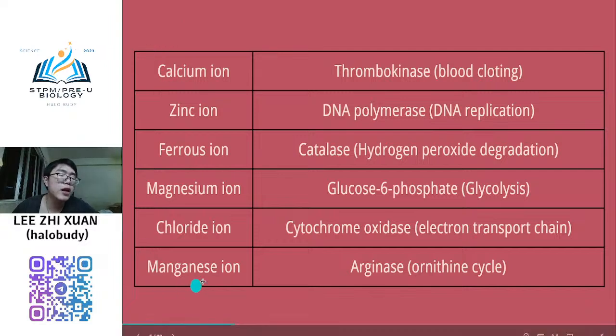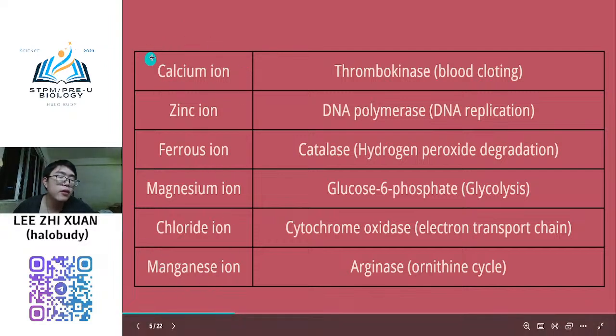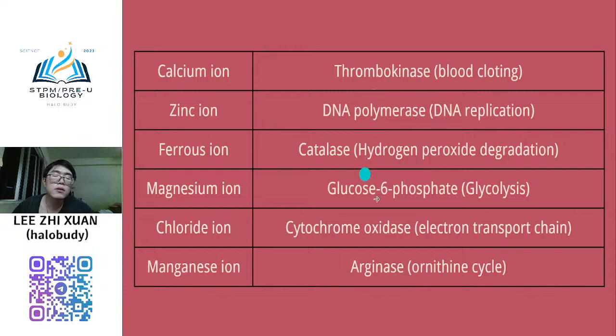So the examples of ion activators are all metal ions, inorganic ions, but mostly metal ions. Here are the example enzymes and the processes responsible for each ion. Calcium ion is responsible for thrombokinase, whose function is in blood clotting. You still remember this from SPM. Zinc ion is responsible for DNA polymerase, which is responsible for DNA replication.